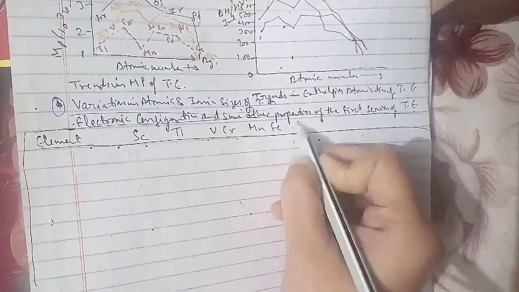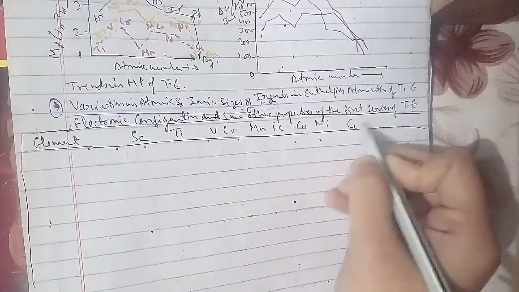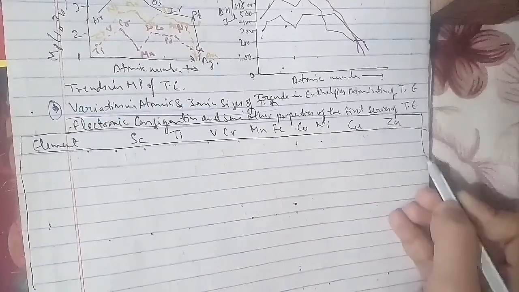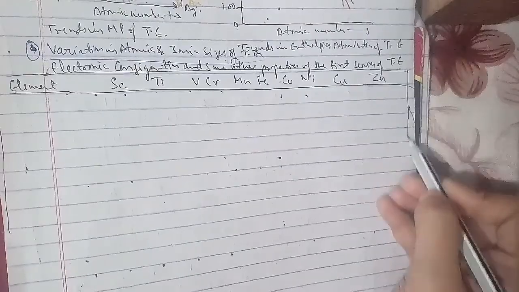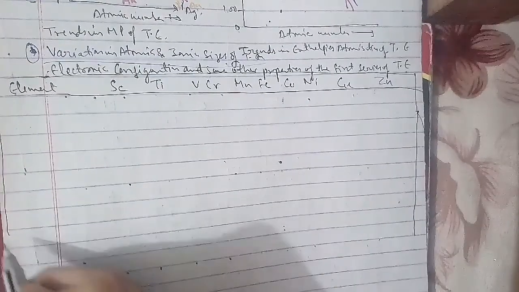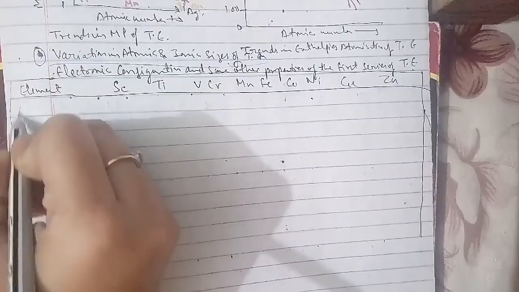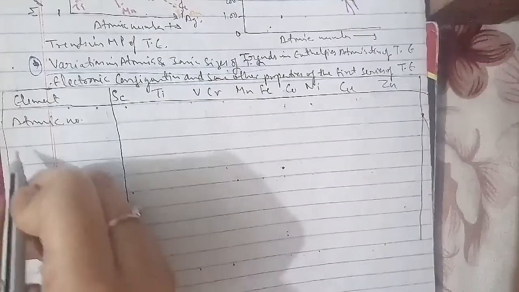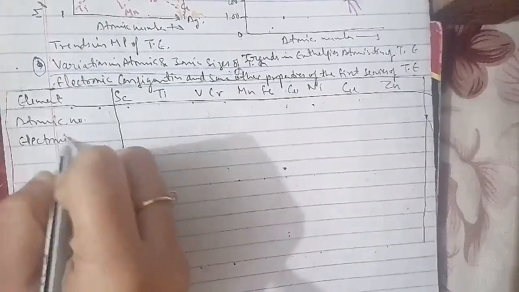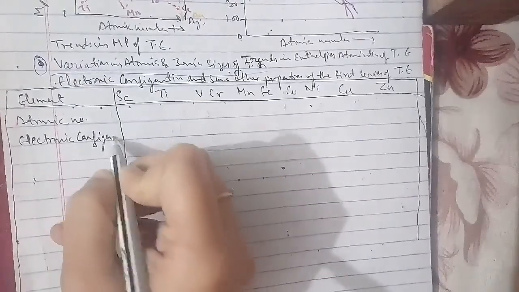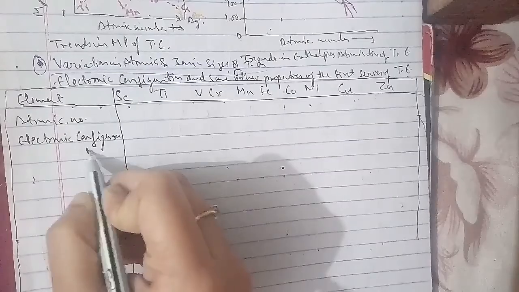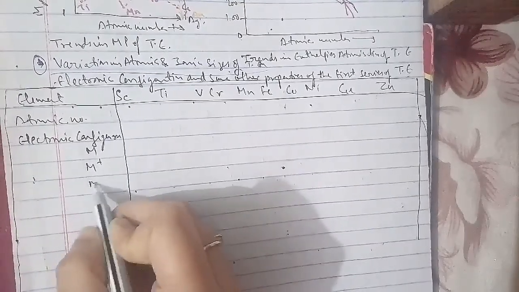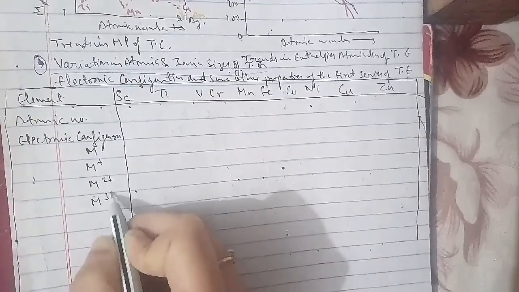So for electronic configuration, we have it for M, M2+, M3+. Then we have the enthalpy of atomization, which we can represent by delta H in kJ mol inverse. Then we have the ionization enthalpy, delta H in kJ mol inverse: this is for the first, then the second, and then the third.